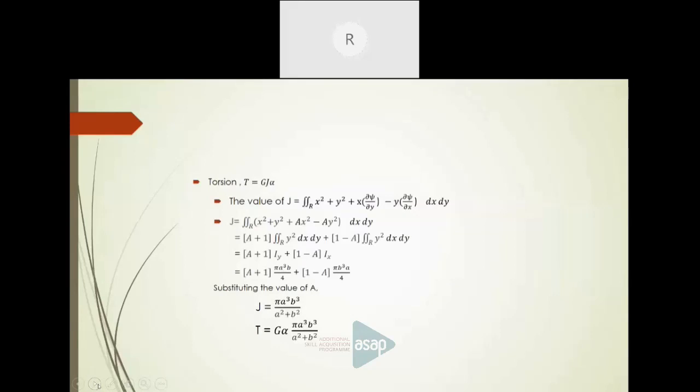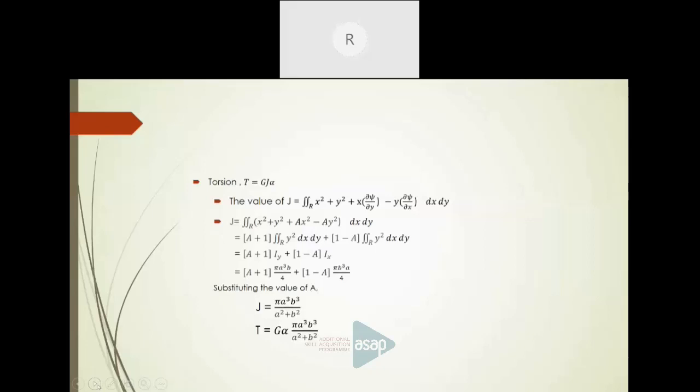Okay, now we have the equation for T in terms of psi. Please note the equation. T is in terms of G, alpha, x, y and psi. Psi is the warping function. So the entire integral term you can just represent using a letter J. So T is equal to G into J into alpha, where J is the entire term inside the integral. So this is the equation for torque from Saint-Venant's method.